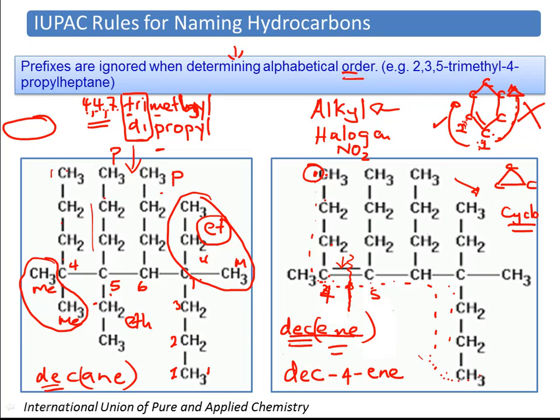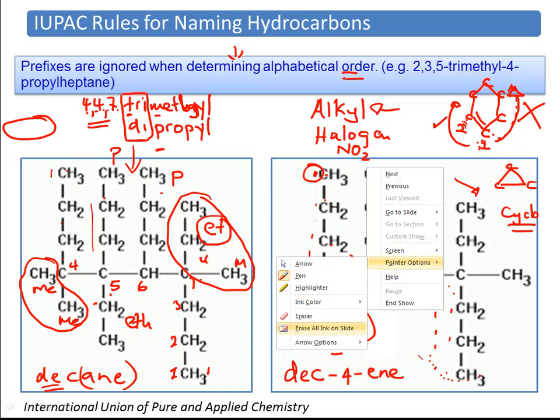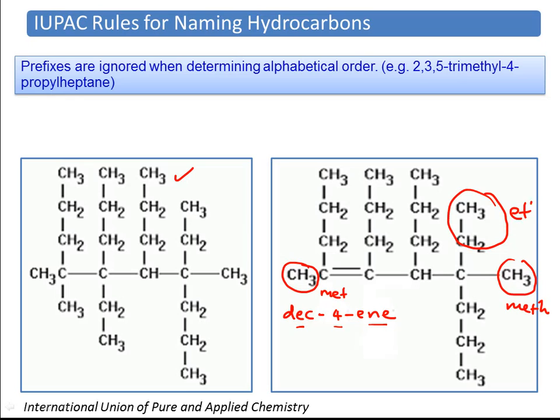I'm going to name this one actually because we didn't name it. So let me clear this and make room for me to name this one. This one has already been named in the other video. So we say this one is dec-4-ene. Okay, so it means it's 10 carbons. On the 4th carbon, there's a double bond. That's what it means, basically. Now we look at the side chains. We've got a methyl group here. On 4, we've got a methyl here. And we've got an ethyl group here. And we've got 2 propyl groups.